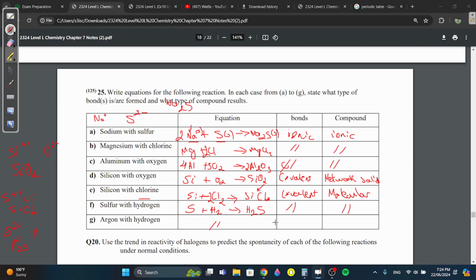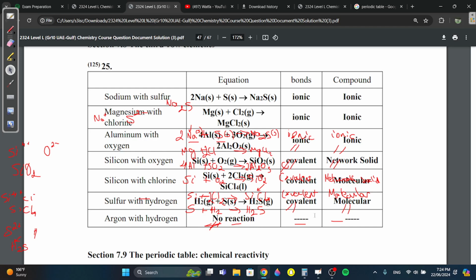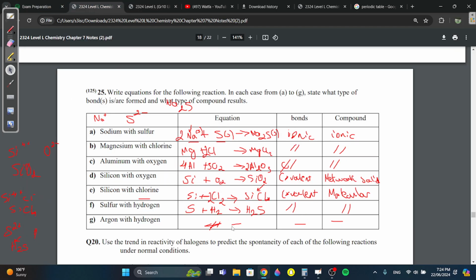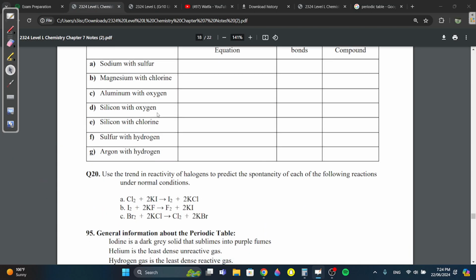Argon with hydrogen: no reaction. So you just put no reaction, no reaction, no reaction. Is this correct? Yes. Say no reaction; don't put a dash. I think we're done here.